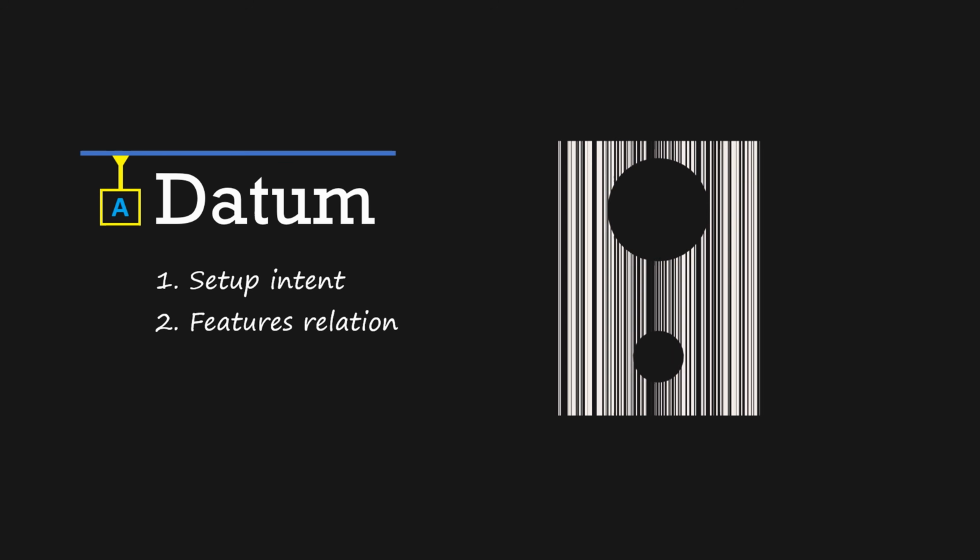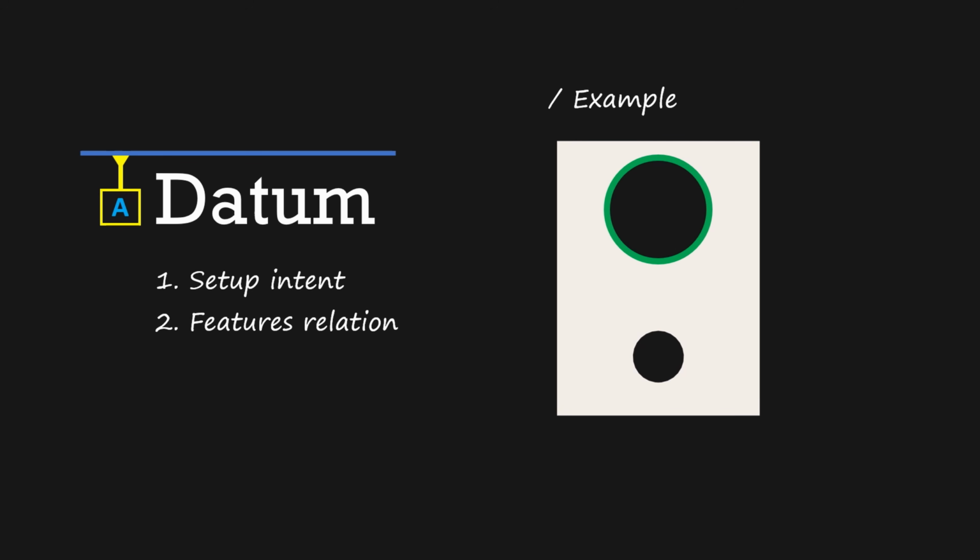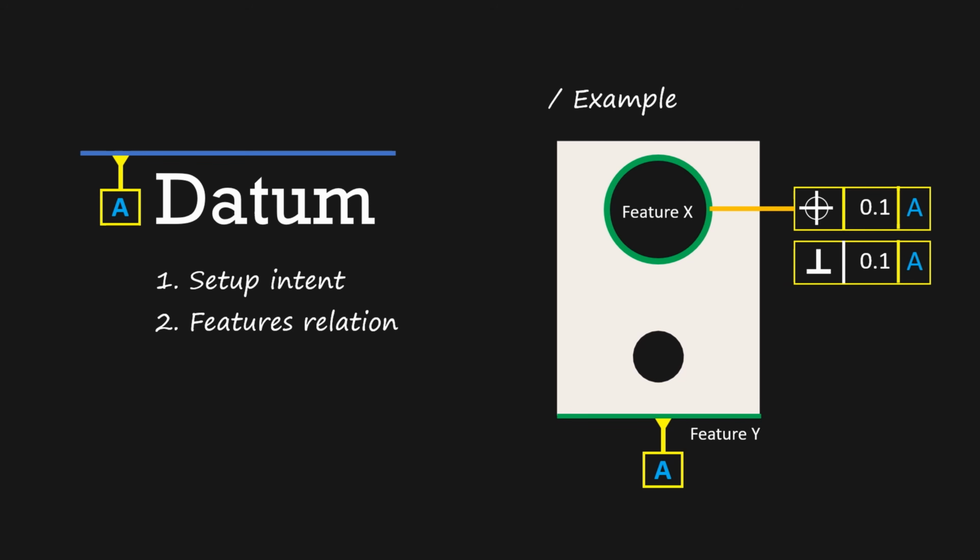But here I simply want to say, we define the datums to communicate mainly 2 types of design intent. First is part setup intent, like how the part is to be set up for manufacturing or for inspection, because first the part has to be properly set up. Second is defining the feature relations, like controlling the X feature with respect to Y feature. So we can define Y as a datum, and we can control the X feature, like its circularity or perpendicularity, with respect to feature Y.